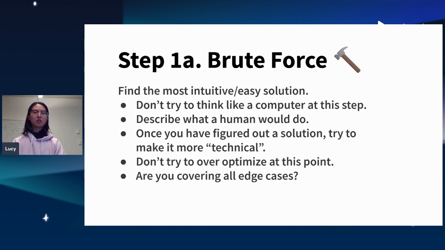So what you want to do is just say a solution that's intuitive. It's probably not a good solution, but the interviewer might help you out and say, yeah, that's a good starting point. So how can we make it better? Or the interviewer might say, I was thinking of another way you could do this. So once you've figured out the solution, then you can try to make it more technical. And while in this stage, you should be thinking about edge cases, but don't focus too much on them. Just make sure you have edge cases in mind.